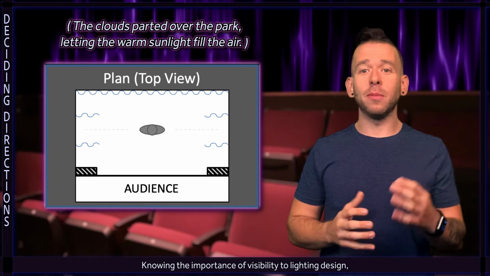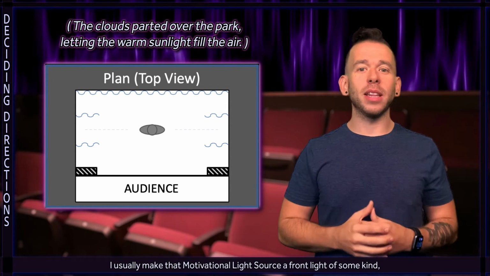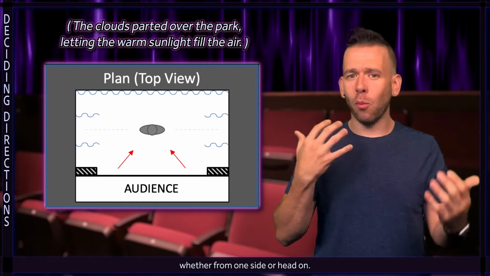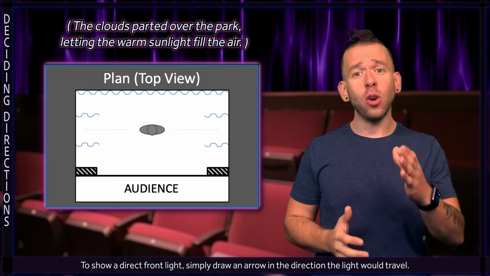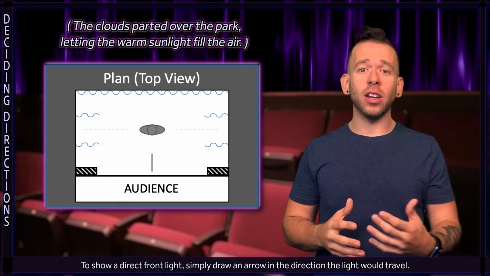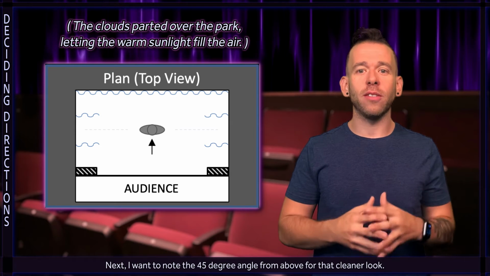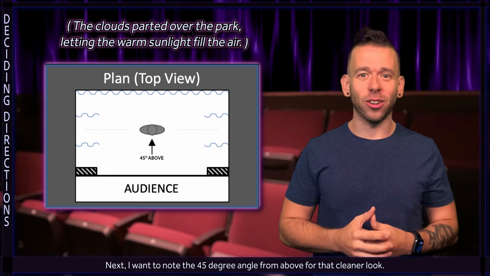Knowing the importance of visibility to lighting design, I usually make the motivational light source a front light of some kind, whether from one side or head on. To show a direct front light, simply draw an arrow in the direction the light would travel. Next, I want to note the 45-degree angle from above for that cleaner look.